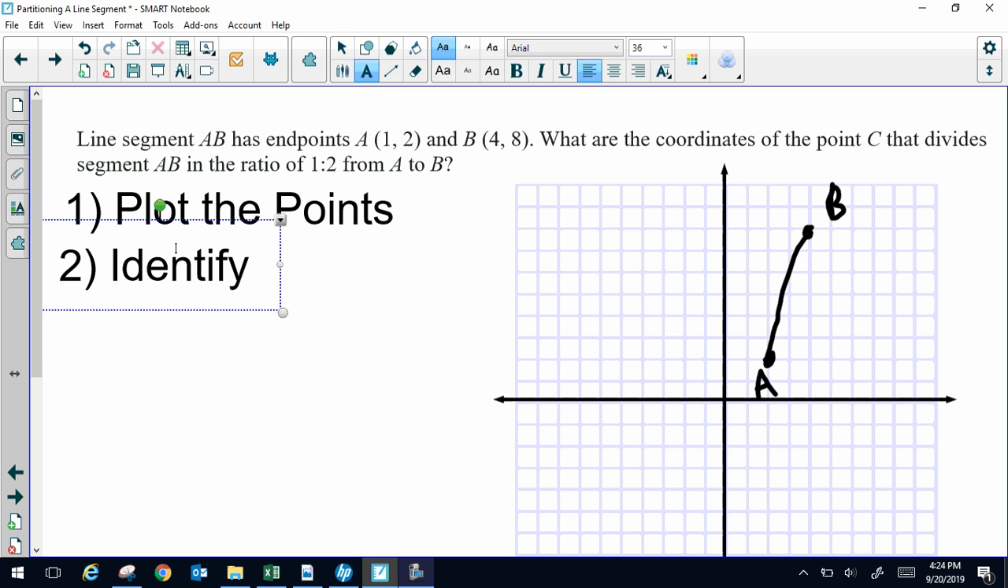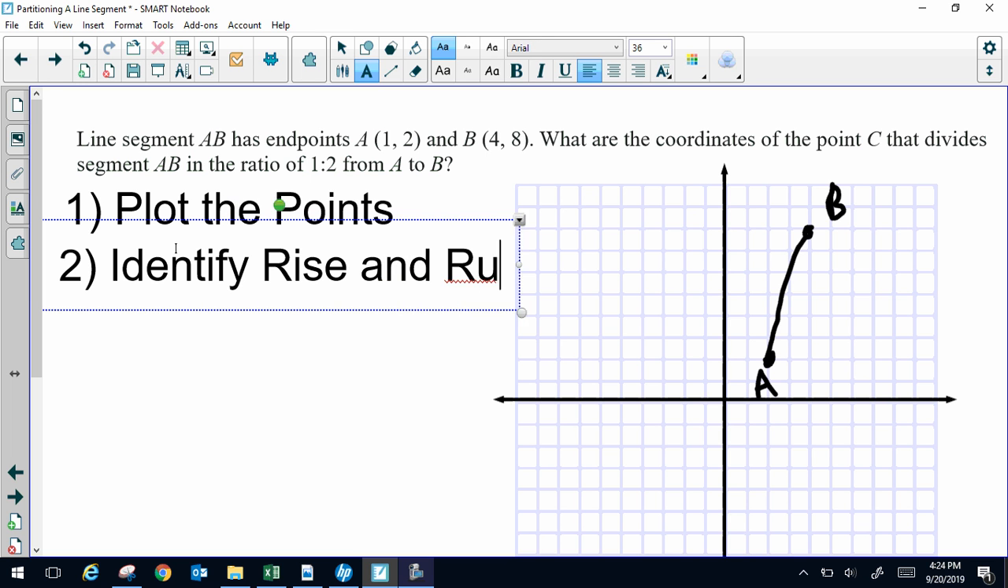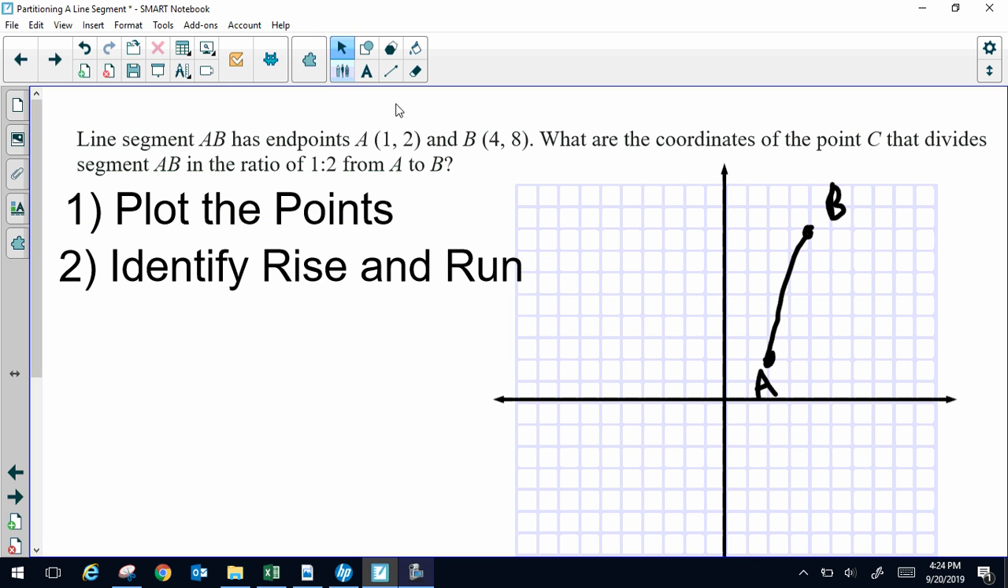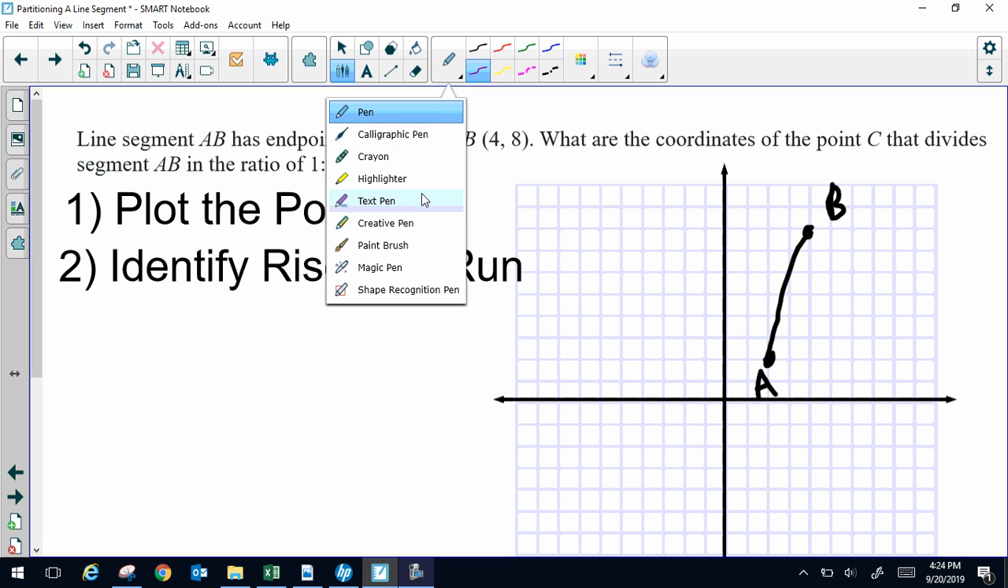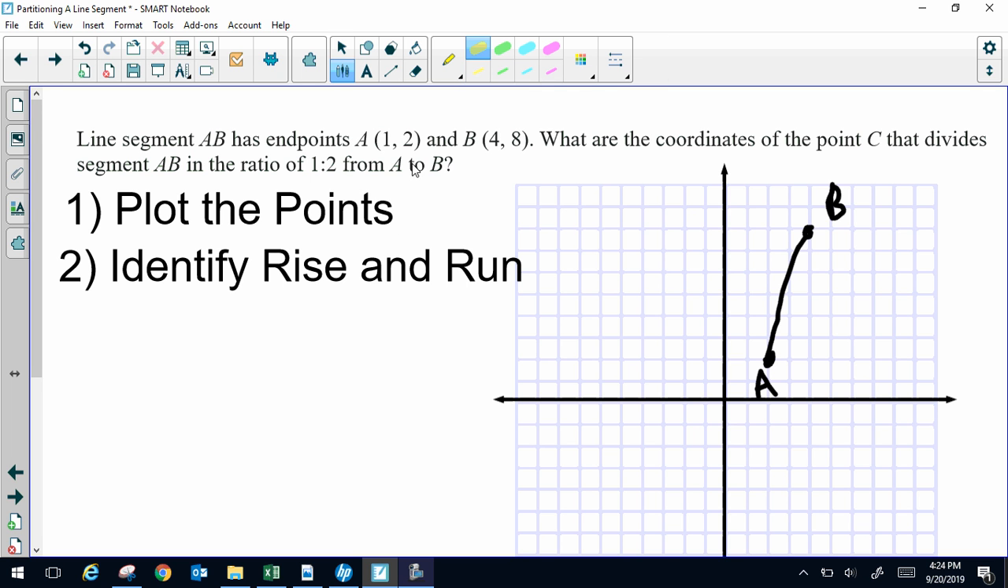Identify rise and run. Okay. So to do that, we have to know where we're starting from. And where we're starting from, they tell us. They're actually telling us that we're going to go from A to B, which means my starting point is going to be at point A here. So let's go ahead and count. And because we're going to go up, my rise is going to also go up. So it's going to be 1, 2, 3, 4, 5, 6.